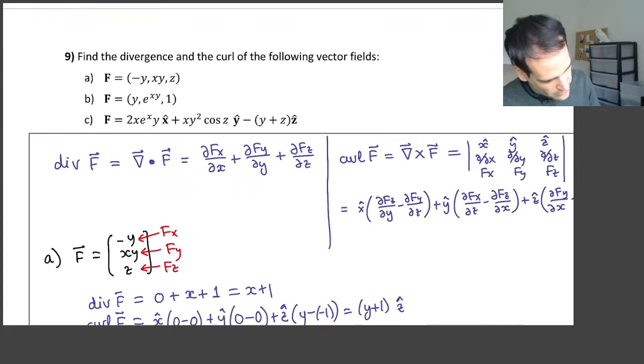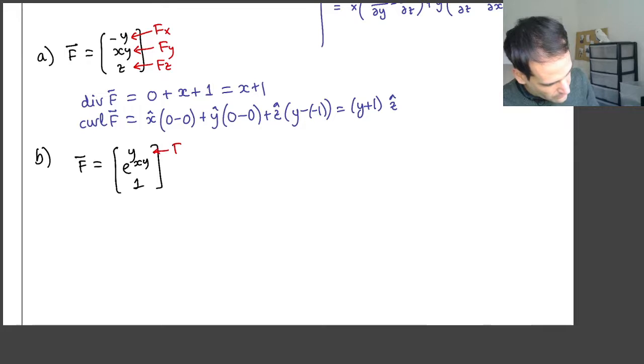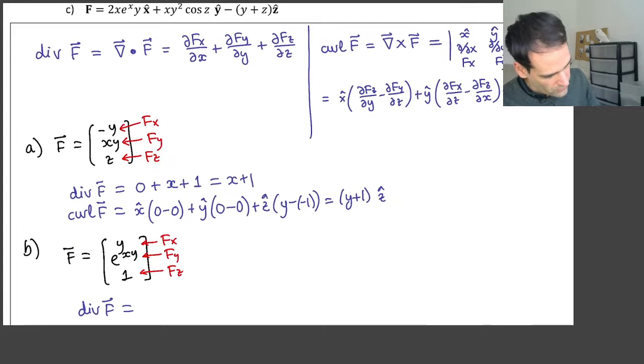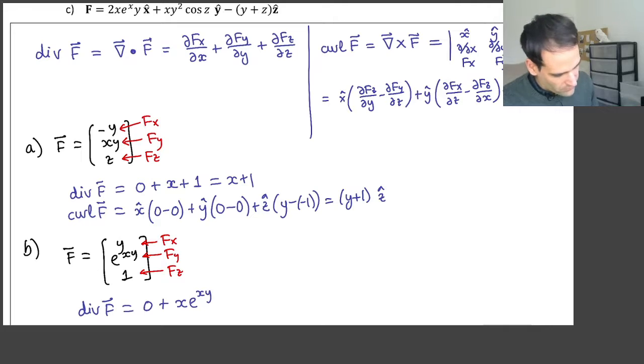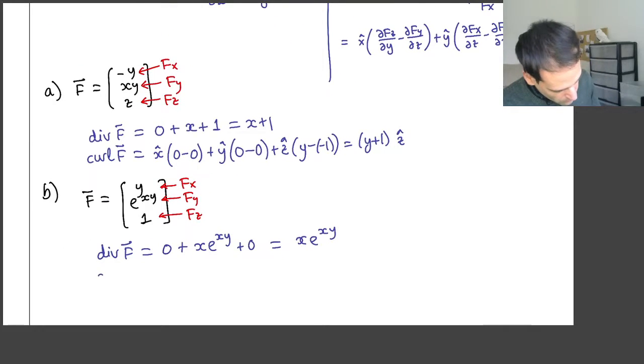So b is this vector field here, y, e to the xy, and 1. And you know that this is fx, this is fy, and this is fz. So the divergence of f, we need to do this. So partial of fx with respect to x, 0, plus partial of fy with respect to y, that will be x times e to the xy, plus the partial of fz with respect to z, which is 0. So the answer is x times the exponential of x times y. That's the divergence.